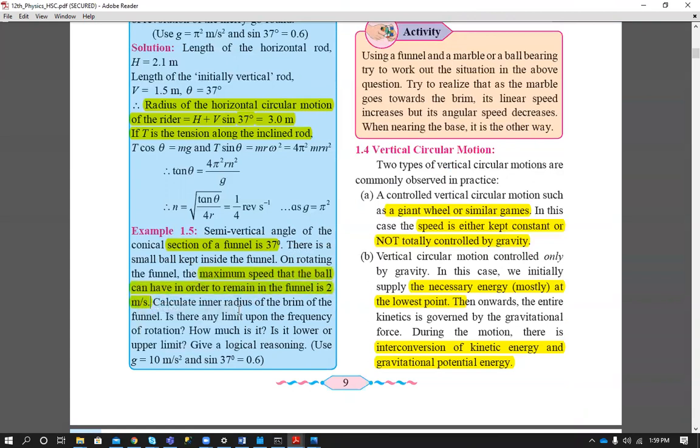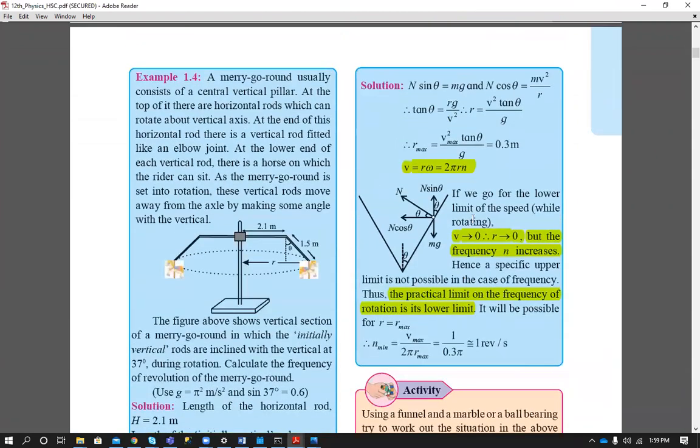Calculate the inner radius of the rim of the funnel, and is there any limit on the frequency? Is it a lower limit or an upper limit? Give a logical range. So let's see the solution.